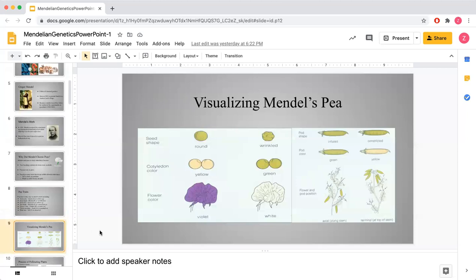Now we can visualize Mendel's peas. He studied seed shape, round or wrinkled, dominant and recessive; color, violet or purple versus white; pod shape; pod color; and flower position, either terminal on the top of the stem or axial along the stem.